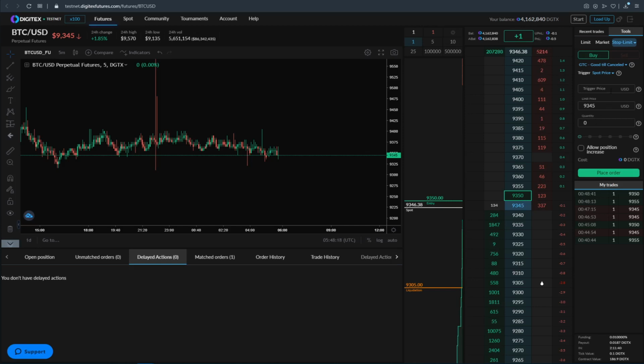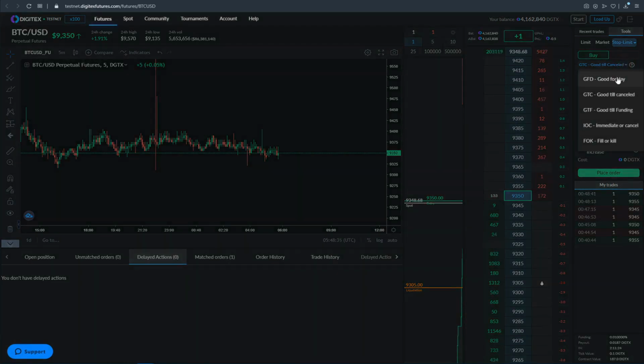For the stop limit, there are only one or two things different from the stop market that you'll notice here. You had good till canceled, which, if you notice, the stop market was always good till canceled. But for stop limit, you have a couple of other options here, so you don't have to have the order good until you physically cancel it.